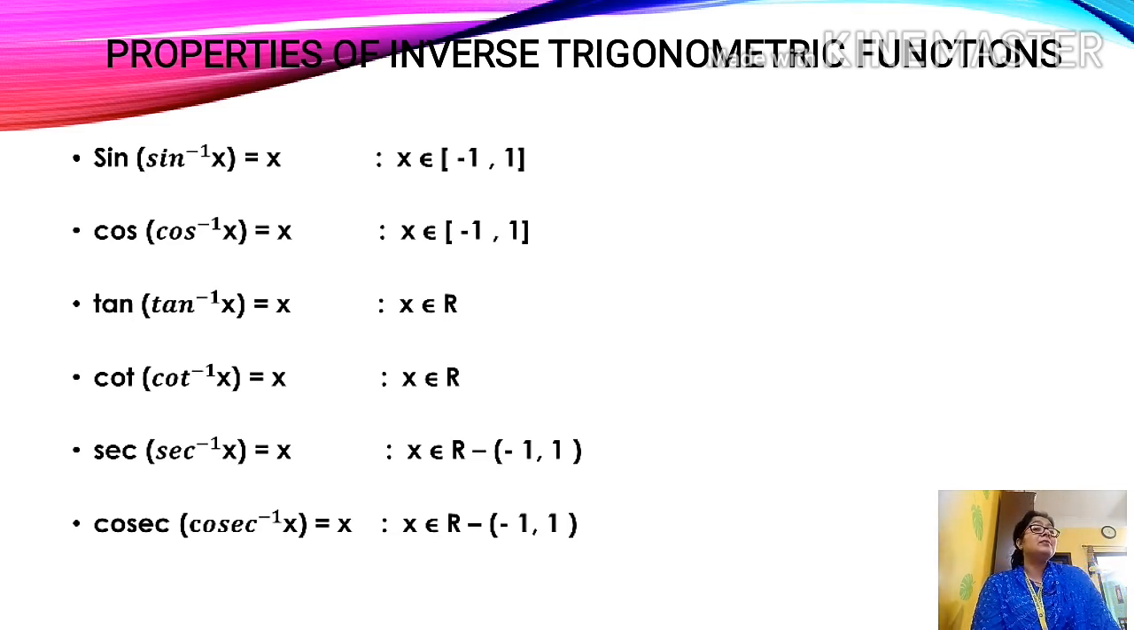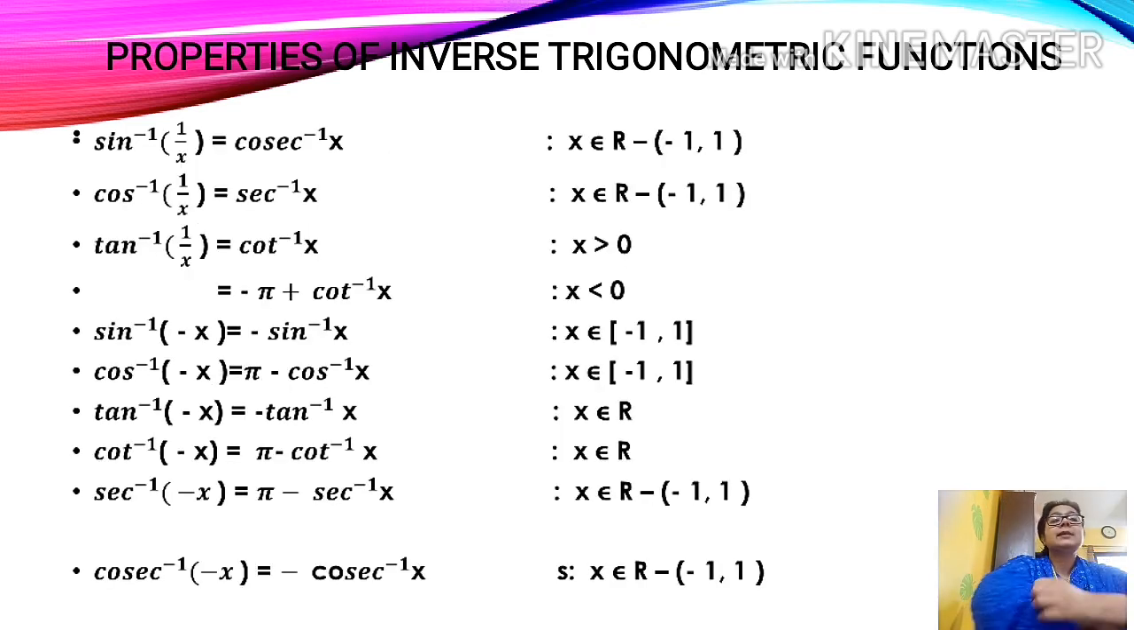Tan of tan inverse x is equal to x, where x belongs to real numbers. Cot of cot inverse x, again the same thing, is equal to x if x belongs to real numbers. Sec of sec inverse x is equal to x if x belongs to real numbers, but except the minus 1 and plus 1 points. Same for cosec inverse: cosec of cosec inverse x is also equal to x.